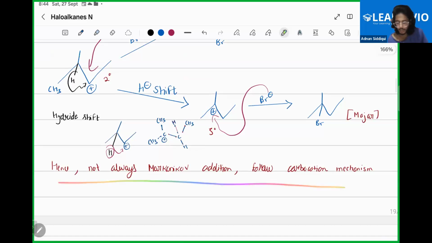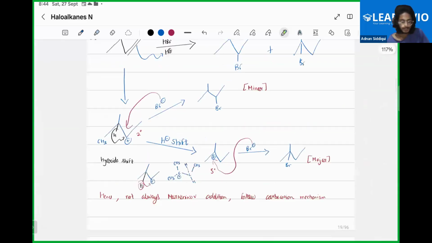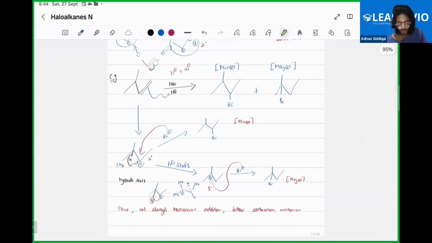Hence, it is not always Markovnikov addition. The actual approach is the carbocation mechanism. Please look at this reaction for a few minutes.